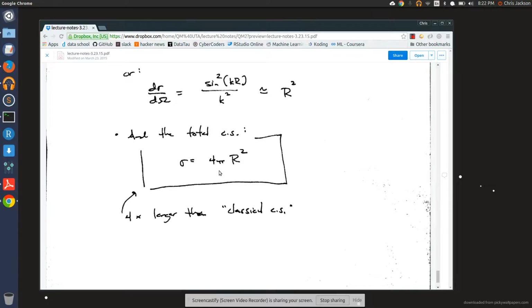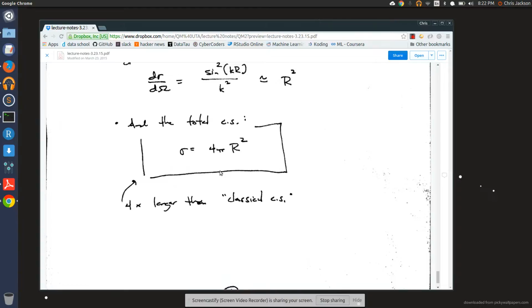Okay, and so we'll get into this maybe next time. I can't remember what we're doing next time, but at some point I'll explain this factor of 4, and it's a purely quantum mechanical effect.